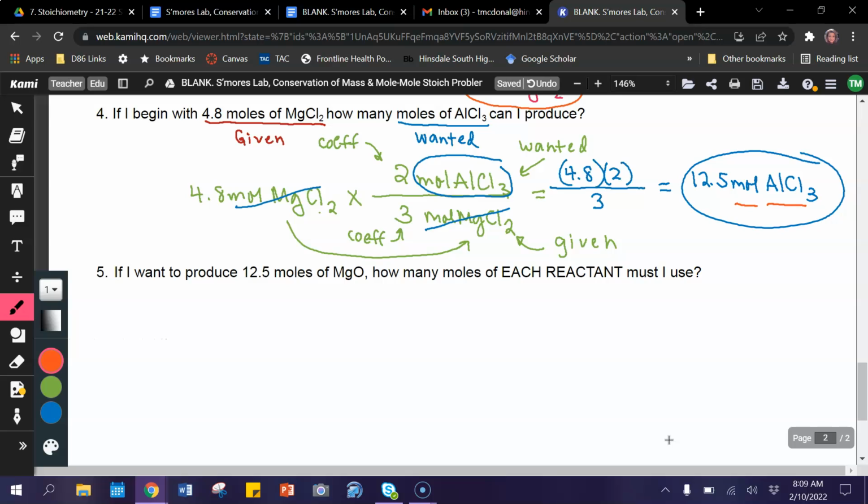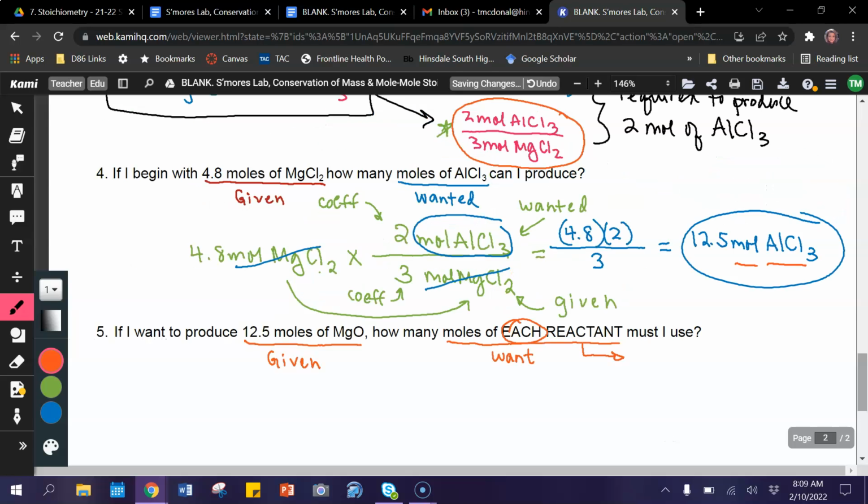All right, now let's take a look at our last problem, number 5. If I want to produce 12.5 moles of magnesium oxide, how many moles of each reactant must I use? Well, we are given 12.5 moles of magnesium oxide, and moles of each reactant is what I want. But remember, this says each reactant. I have 2 reactants.